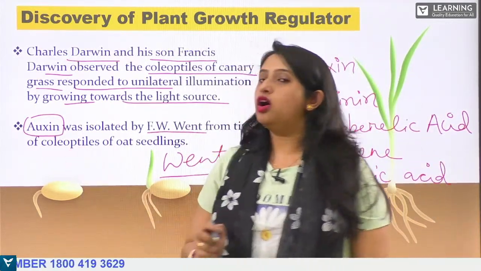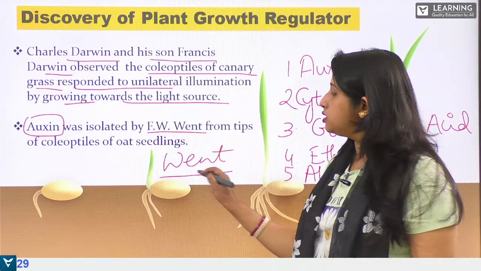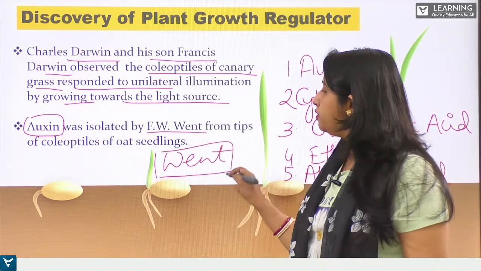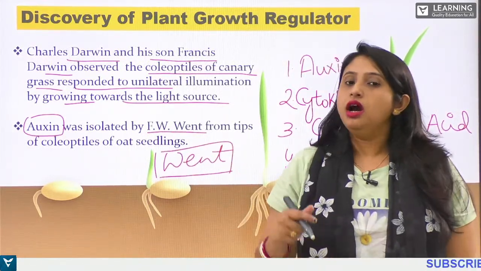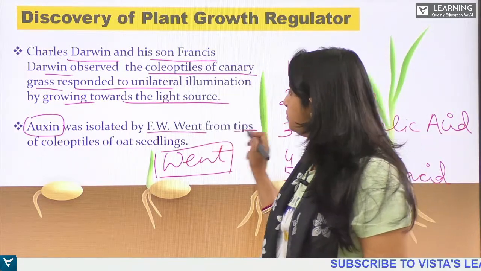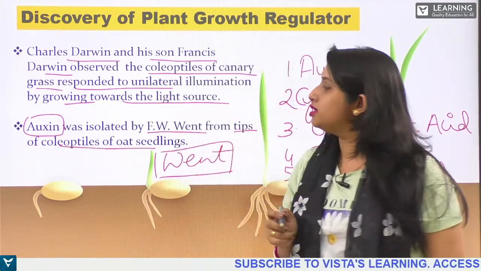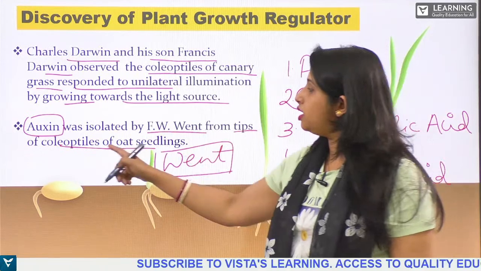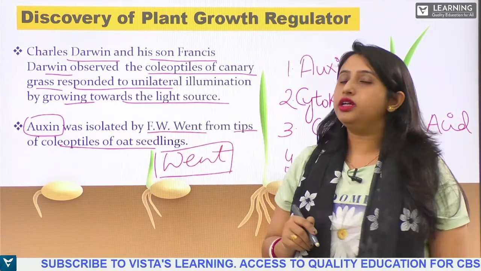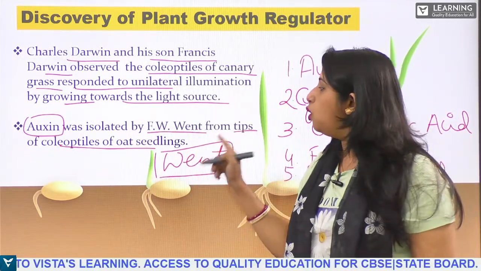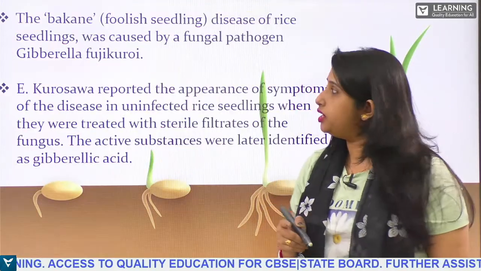So auxin was discovered by whom? It was discovered by F.W. Went. He discovered it from the tips of coleoptiles of oat seedlings.